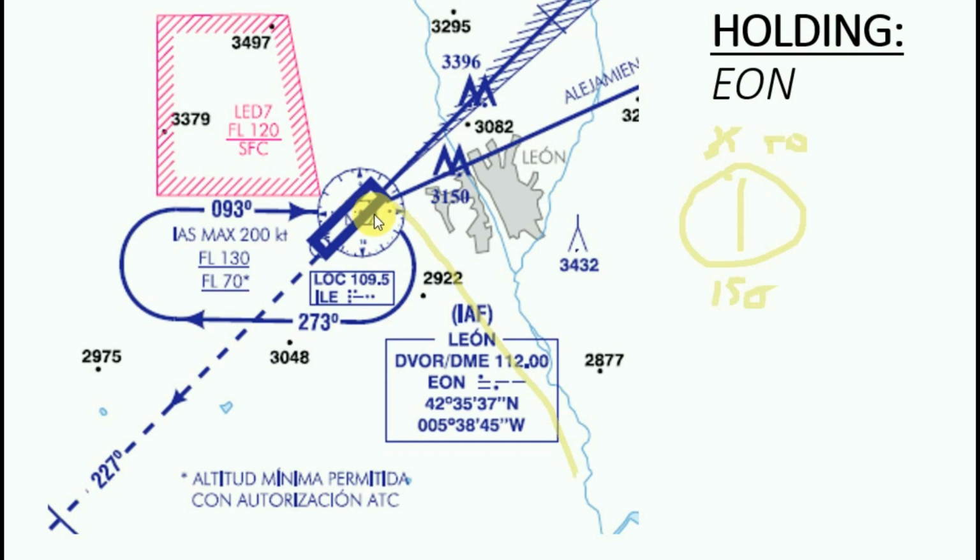So that means that after passing the station, we should fly a left turn on a heading 273 for 1 minute, and then we will make a left turn back to catch the inbound 093 towards the station.